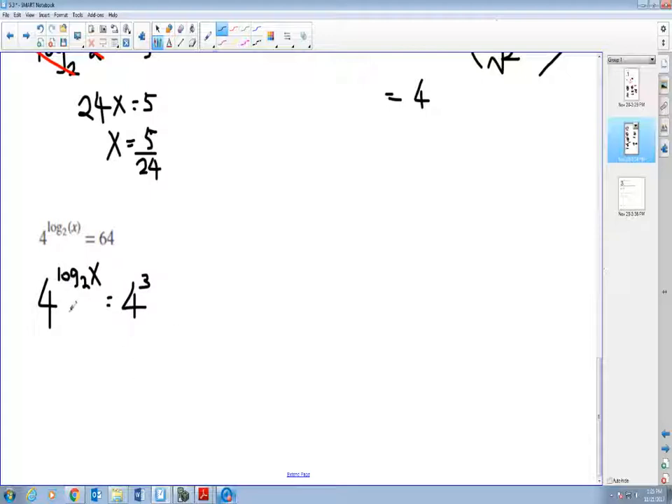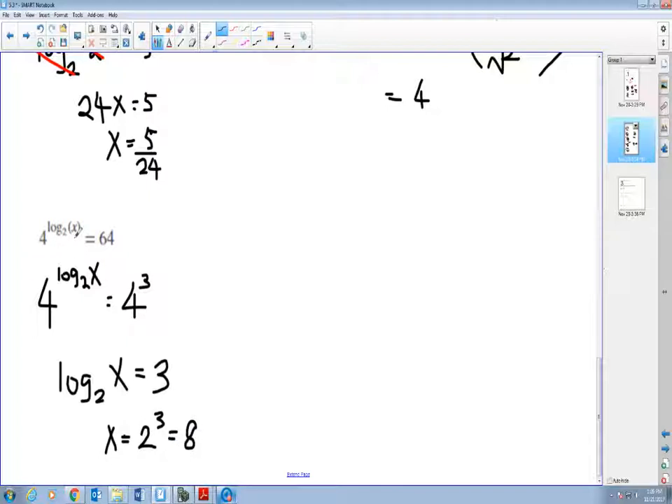So now I can set the exponents equal to each other. So that gives me log of the base 2 of x equal to 3. And once I bring my base to the other side, that will leave me with 2 to the 3rd, which is 8. Okay, that's one way to do it.